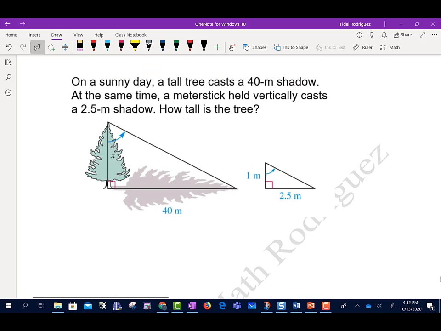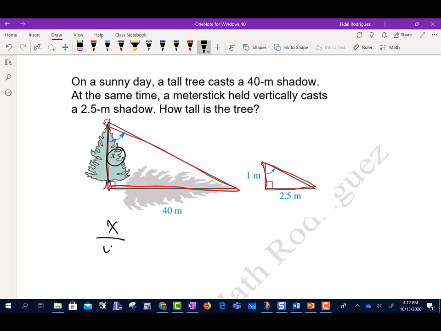It says, on a sunny day, a tall tree casts a 40-meter shadow, and at the same time, a meter stick held vertically casts a 2.5-meter shadow. How tall is the tree? Okay, so we have two similar triangles here, guys. This triangle here is similar to this triangle here. And I'm going to set up the proportion by saying, this is the distance we're looking for, and we're calling it x.